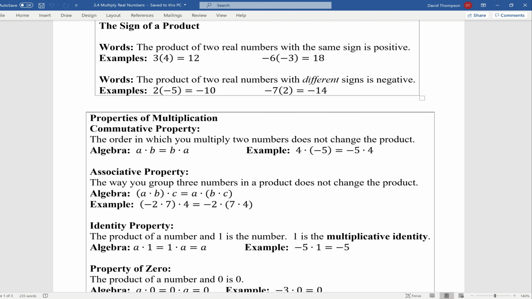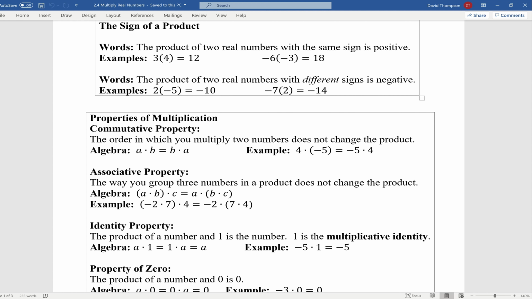Associative property. The way you group three numbers in a product does not change the product. In algebra, we'd say (A times B) times C equals A times (B times C). With numbers, we could say (negative 2 times 7) times 4 equals negative 2 times (7 times 4).